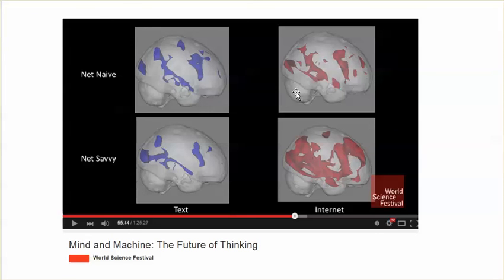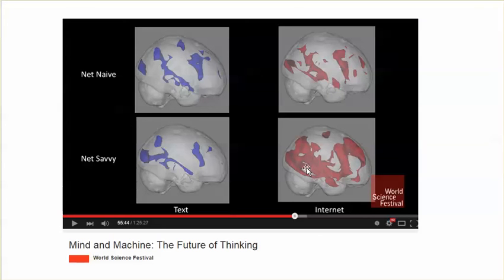Which means that the interpretation of this research is that that naive person saw a web page as a text. But if you actually look at the net-savvy person, they didn't see a page as a text. Look at this. This is more than a double of activity in the brain.